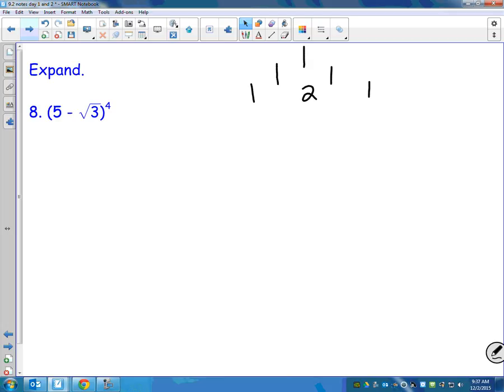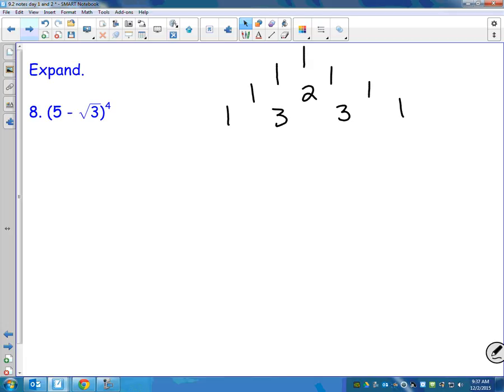Alright, so I'm going to do my Pascal's triangle like we did yesterday. So 1, 1, 1, then we just have 1s on the outside. I get this 2 by adding those 2 together. And then 1 plus 2 is 3, 2 plus 1 is 3, and then 1 at the end.